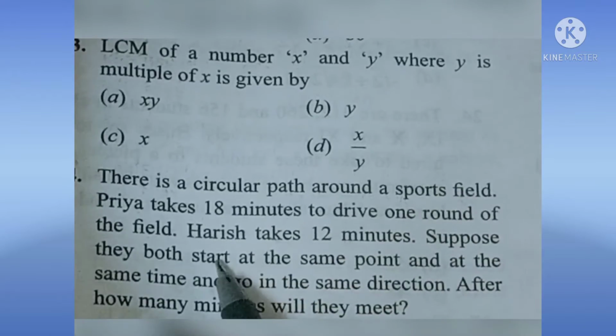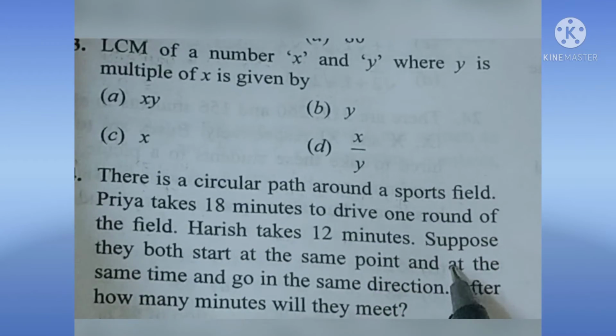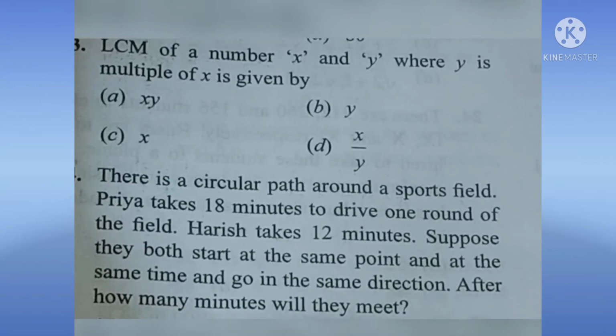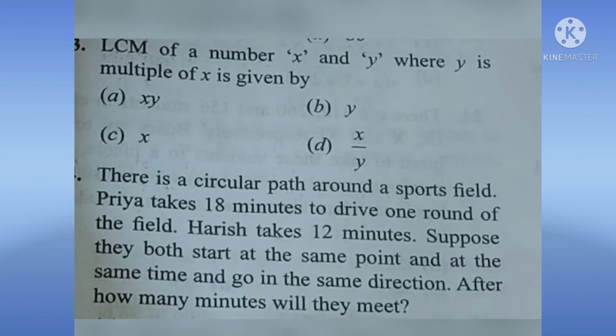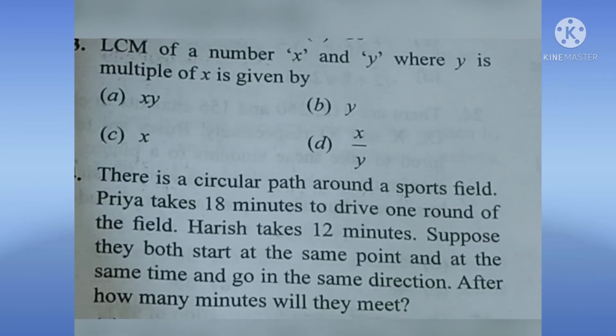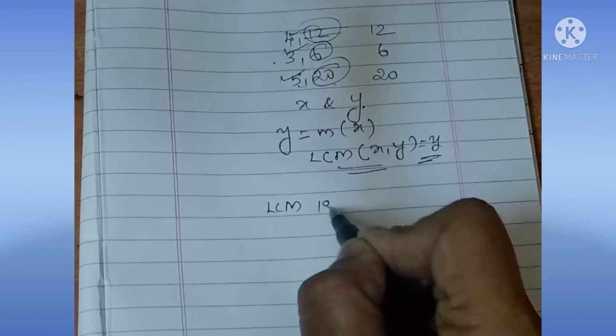Two persons are there. Priya takes 18 minutes to drive one round and Harish takes 12 minutes. But they start at the same time and at the same point, when will they meet again? That is the question, how can we find it? That means 18 and 12, two numbers are there, either HCF or LCM. That is our doubt. So let us look into the solution.